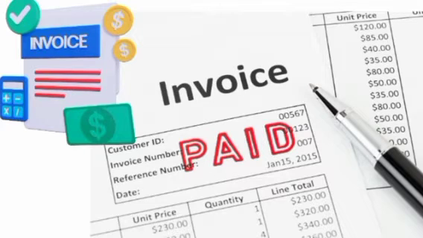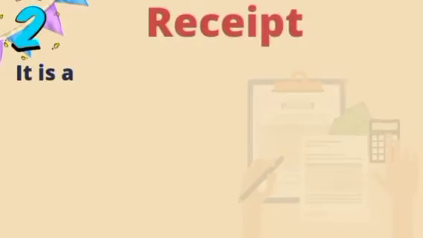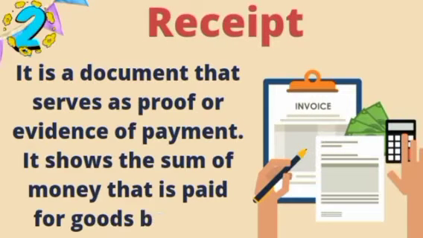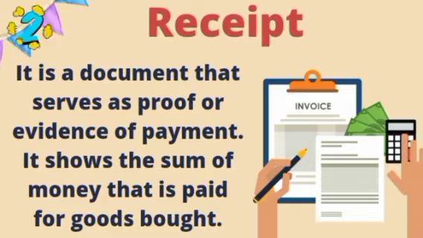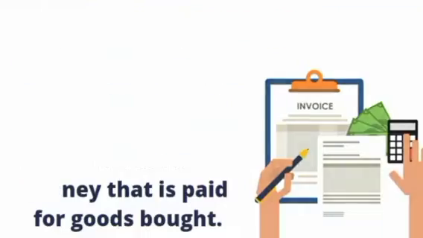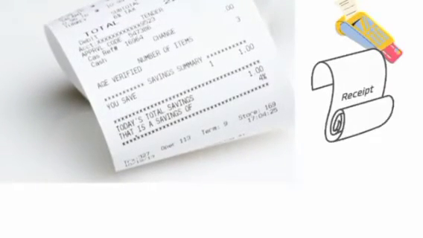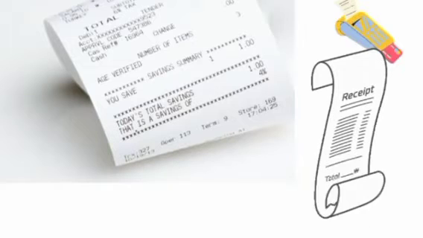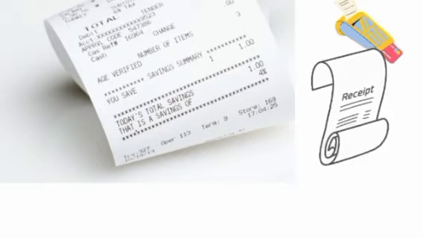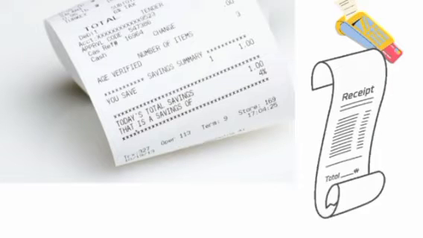Let's now look at the receipt. It is a document that serves as a proof or evidence of payment for goods bought. It shows the sum of money that is paid for goods that have been purchased. Whenever a seller sells some goods, he's supposed to issue the receipt to show that payment has been completed by the buyer. A receipt could also look like what you can see on display. Some of them are handwritten. Whatever it is, it shows the amount paid by the buyer.